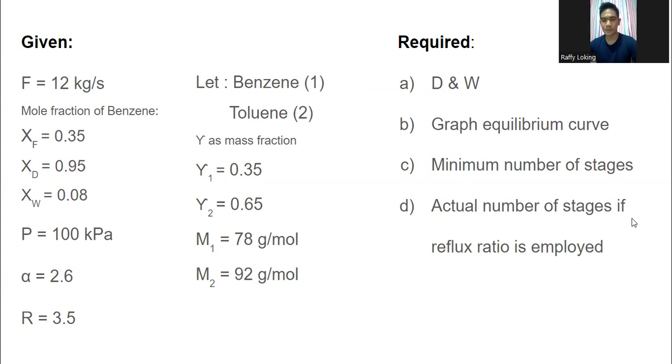So the required: first, we need to calculate the distillate and the waste product. Second, the graph of the equilibrium curve. Next is the minimum number of stages. And the last is the actual number of stages if the reflux ratio is employed.